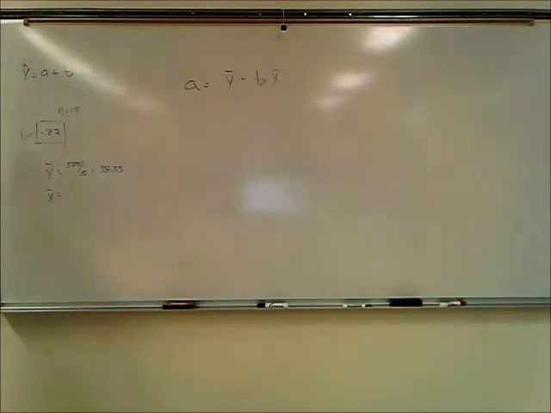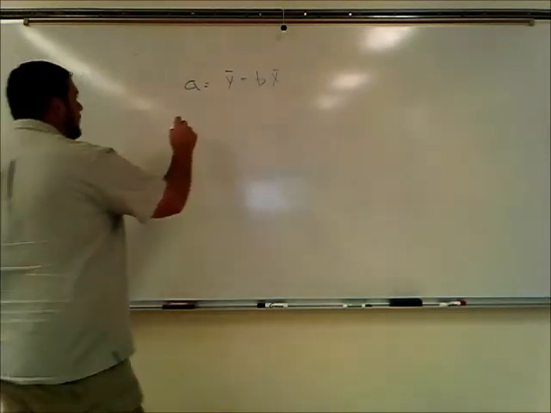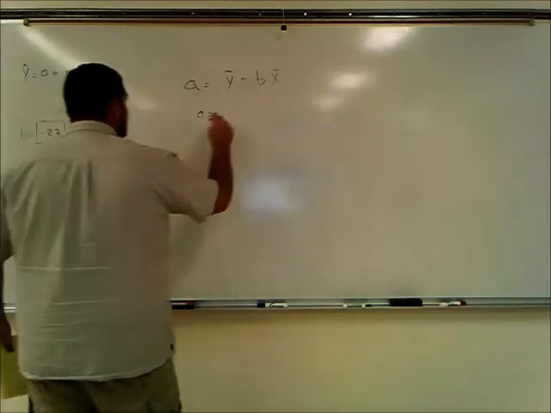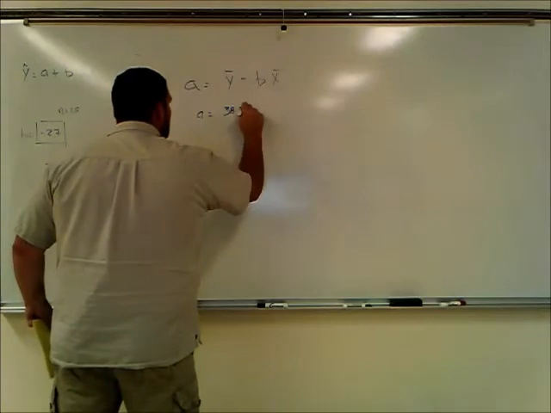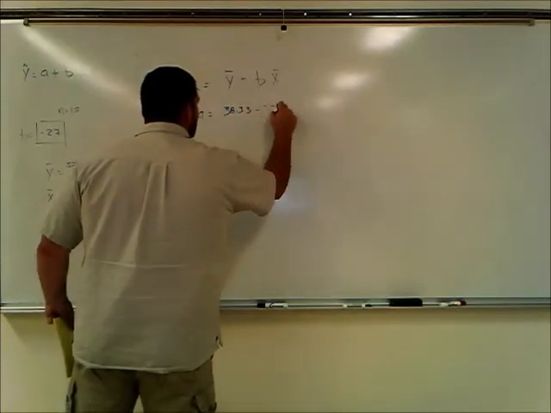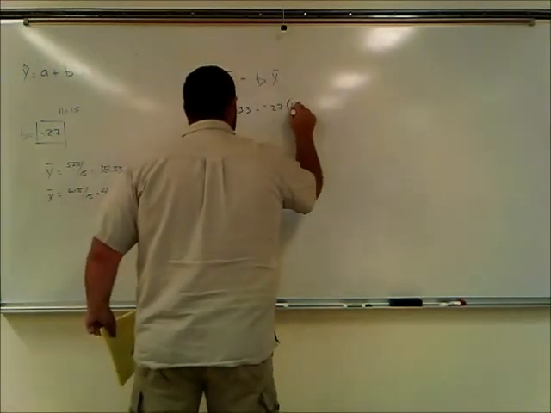The sum of x, we're going to take 615 divided by 15. And we're going to get an average score for x of 41. Now we can solve for the intercept. We know the average score for y is 38.33, minus, we know the slope, negative 0.27, and the value for x is 41.